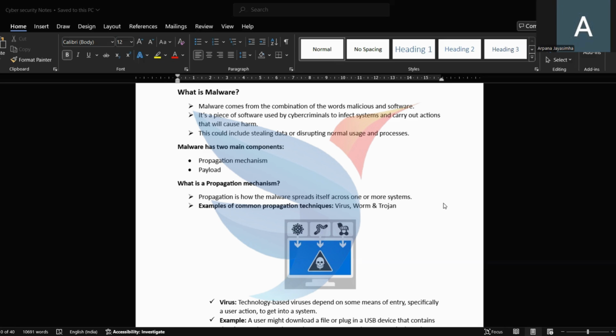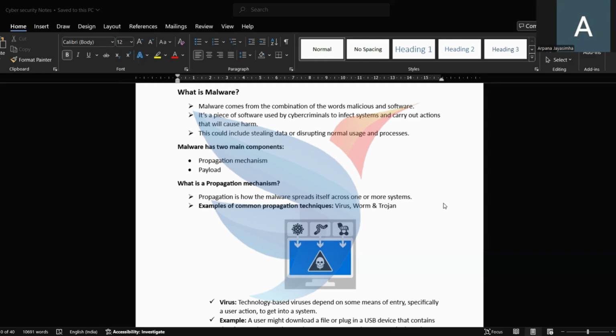Therefore, this malware has two main components: one is propagation mechanism and the other is payload. Let's see what is propagation mechanism. Propagation is how the malware spreads itself across one or more systems. Let's see some examples of these propagation techniques. We have virus, worm, and trojan. So we are very familiar with these types of software.